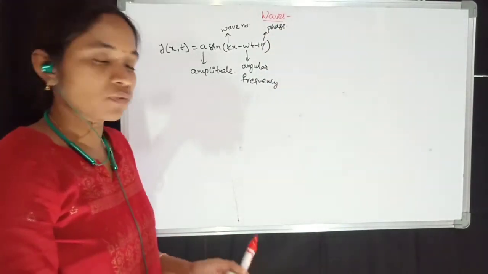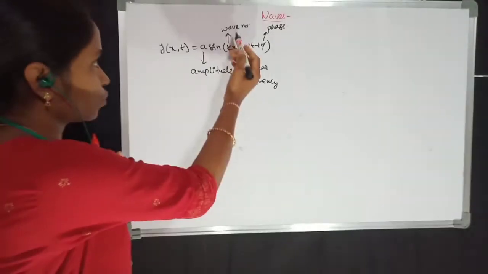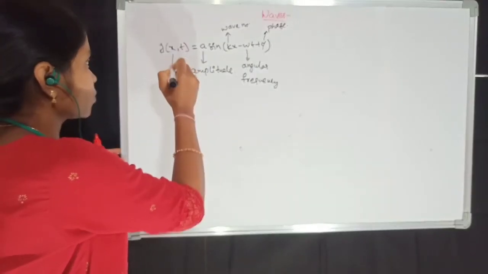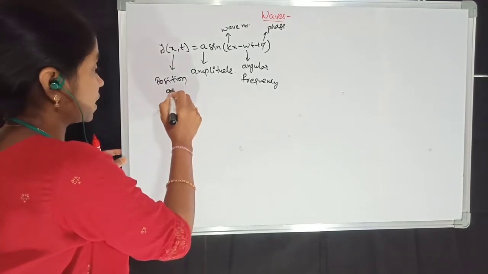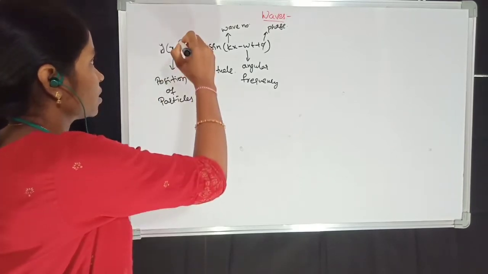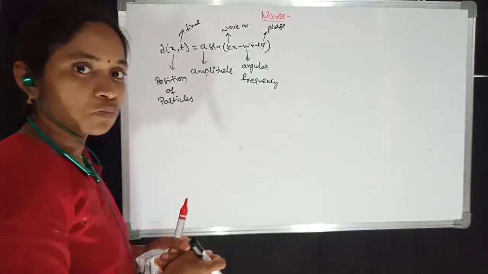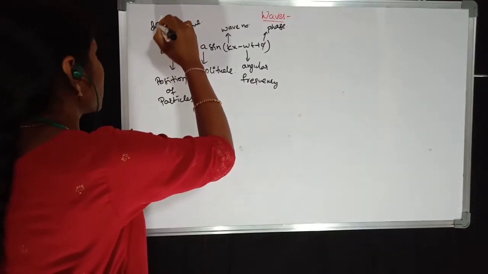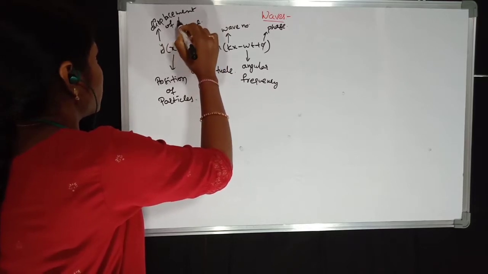This is the wave equation we have, and we will discuss amplitude, wave number, phase, angular frequency in this lecture. Here x is the position of the particles, and t is the time, at what time the particle is moving from its equilibrium position, right? And y is the displacement of the particle.